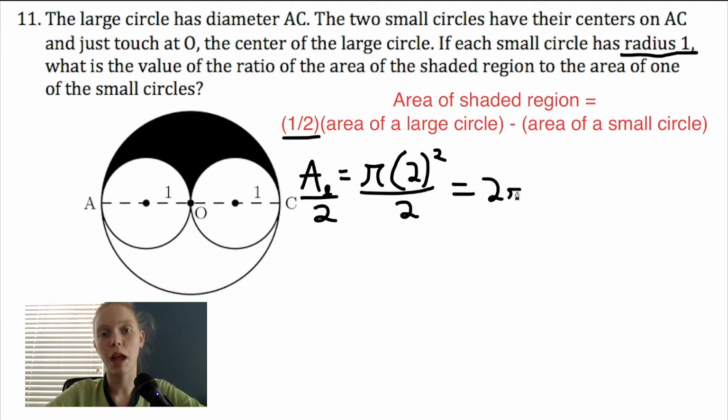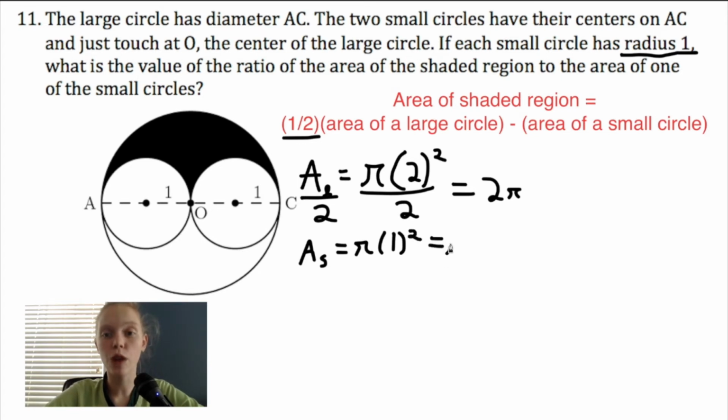Now, let's find the area of one of these smaller circles. The area of the smaller circle is pi r squared as well, but this time r is 1. So it's going to be pi times 1 squared. So the area of the small circle is going to equal pi.